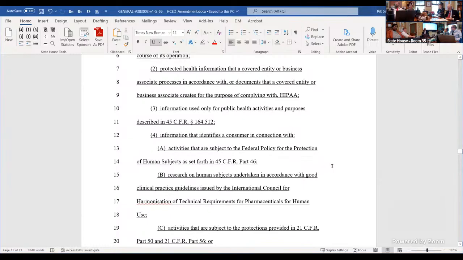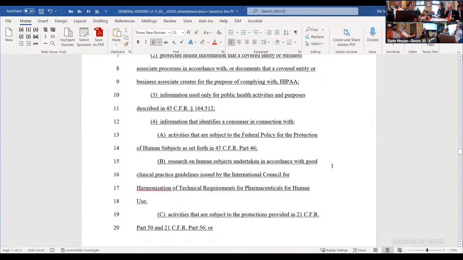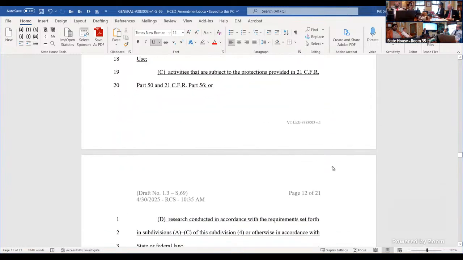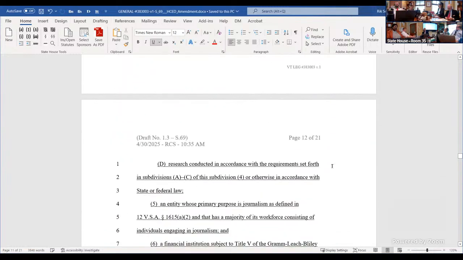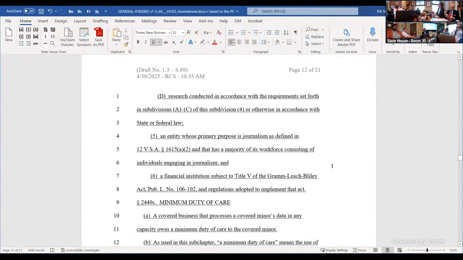Information used only for public health activities and purposes described in federal law. Information that identifies a consumer with medical research protected by various federal health privacy rules. 5, an entity whose primary purpose is journalism, as defined in our statutes, and that has a majority of its workforce consisting of individuals engaging in journalism. And 6, financial institutions subject to Title V of Gramm-Leach-Bliley and regulations adopted to implement that act.